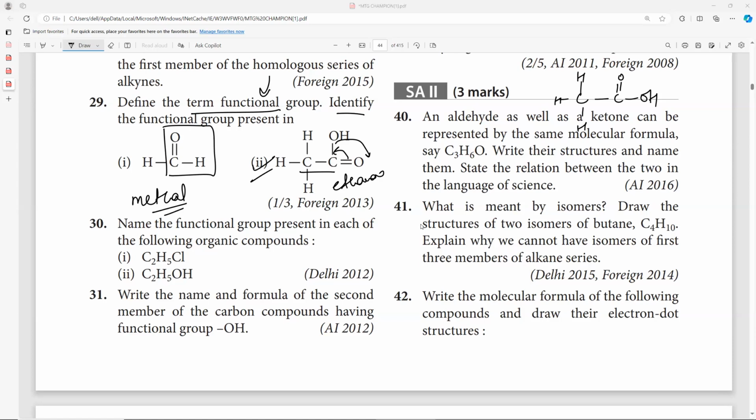So here the question is that an aldehyde as well as a ketone can be represented. Is this visible on your screen? Yes, sir.